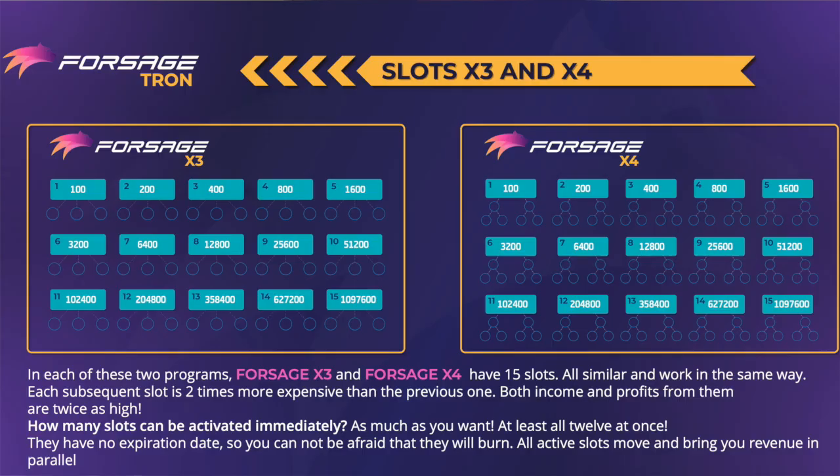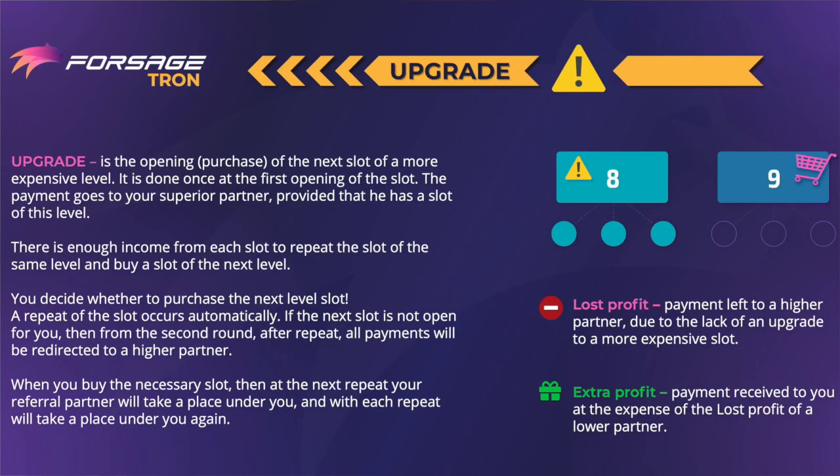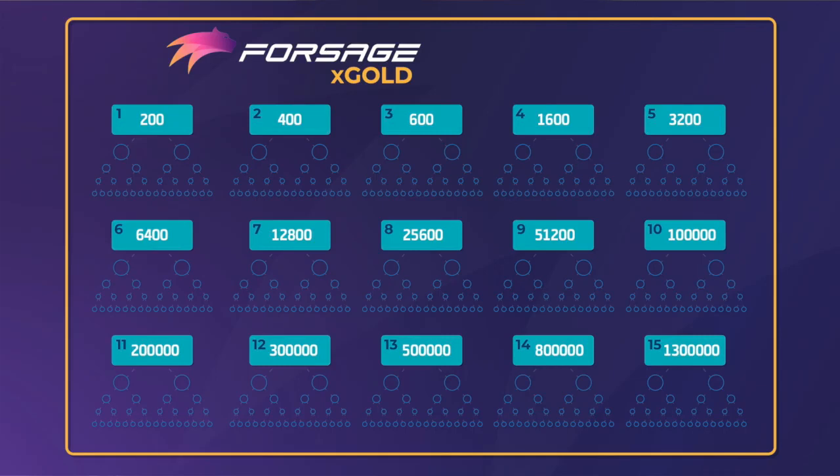Likewise, as in programs X3 and X4, there is a motivation to upgrade slots for your structure. After completing the circle, you need to activate the next slot in order not to miss payments from the previous one. Due to the fact that the same rule works to your entire structure, the movement will be constant. After slot 15, no further upgrades are needed, and the circle will continue to move, bringing constant income.